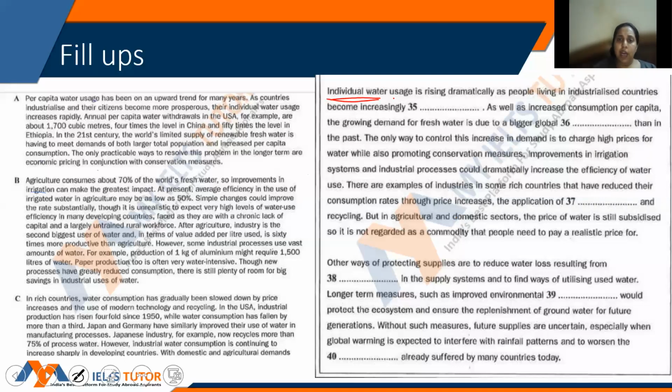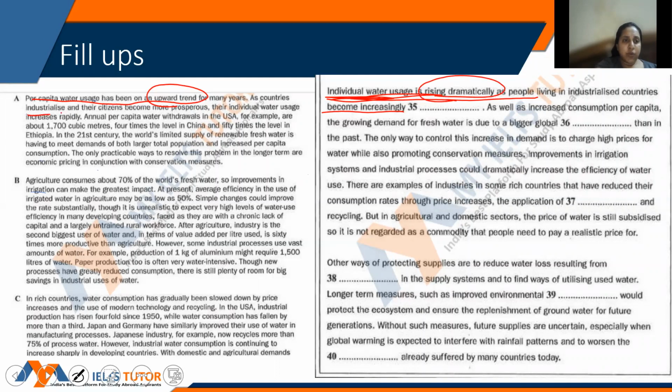It is already given here: individual water usage is rising dramatically as people living in industrial countries are becoming dash. Per capita water usage has been on an upward trend. Someone, there is a background noise. Sanjay, there is a background noise. Everyone, please put yourself on mute. Thank you. So per capita water usage has been on an upward trend, means increasing.